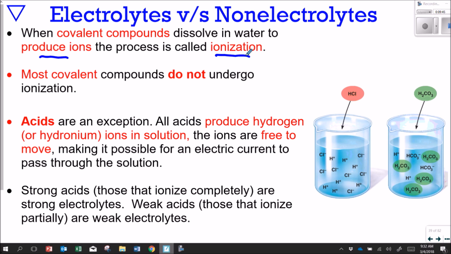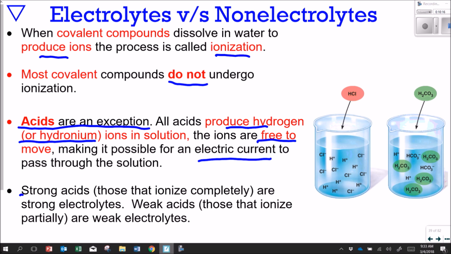Now, most covalent compounds actually do not undergo ionization. We've talked about that before. They do not form ions. However, acids are an exception. All acids produce hydrogen ions or hydronium ions. We will learn about hydronium ions a little more in acids and bases. And they produce those in solution. Then the ions are free to move, so it is possible for an electric current to pass through the solution.